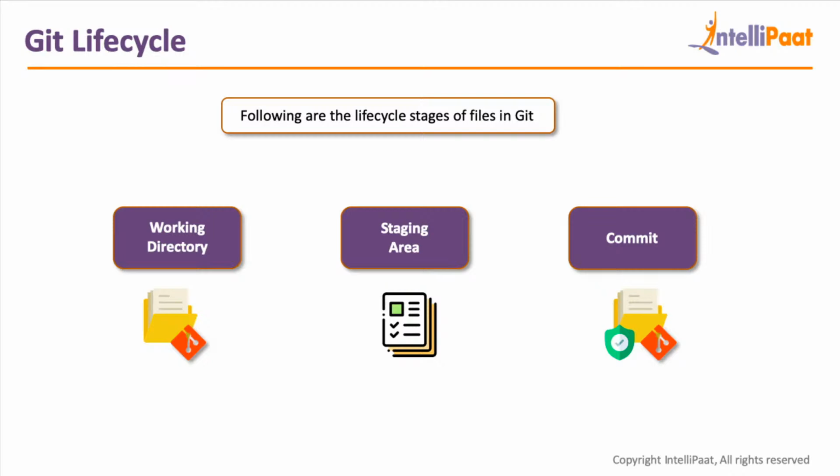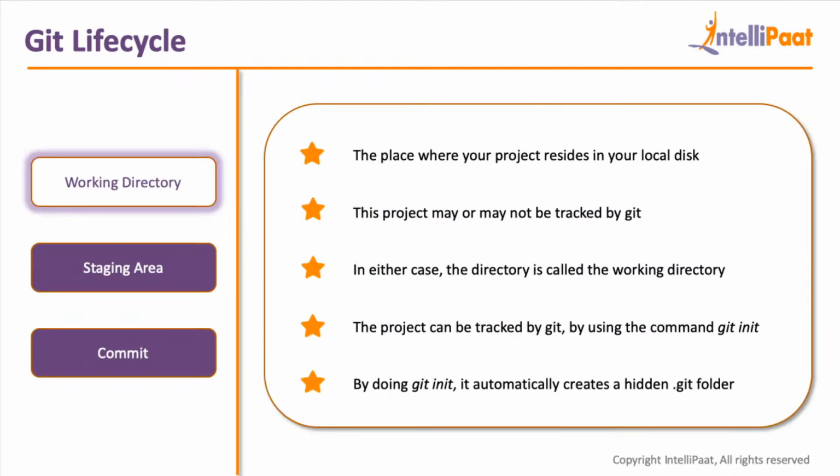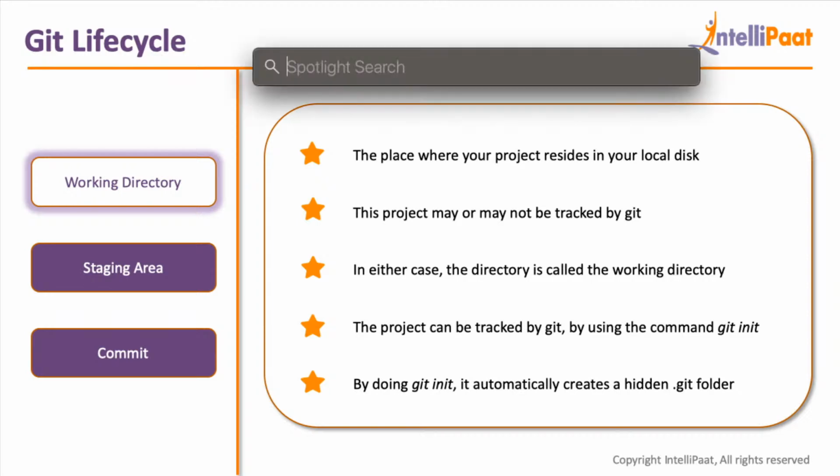All right. So let's go ahead and understand these lifecycle stages one by one. First of all, we start off with the working directory. Any directory which has your code file in it and which has git initialized in it is basically called the working directory.